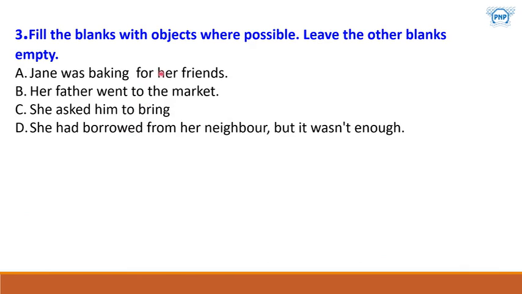Third one, fill the blanks with objects where possible. Leave the other blanks empty. A, Jane was baking for her friends. B, Her father went to the market. C, She asked him to bring. D, She had borrowed from her neighbor, but it wasn't enough. So let's check: we need to use objects in some sentences, and in some sentences we need not do so.